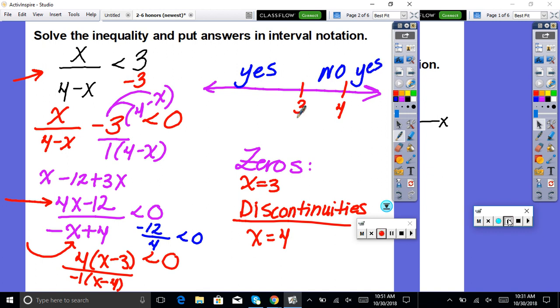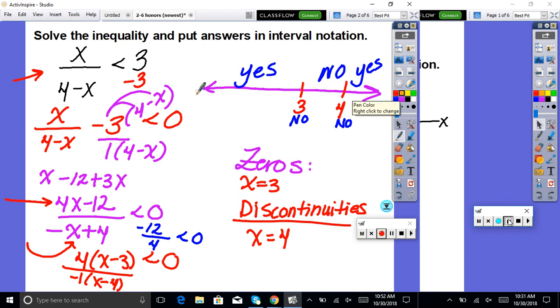Now the next thing is we do need to go to these critical values and say if they're yeses or no's. So was it or equal to 0? No. So our zeros are not included. Our 0 was 3, and because it's not including 0, we'd say no here. The denominator is always a no, because we cannot be 4. There's no possible way.